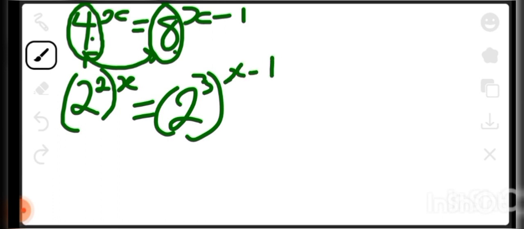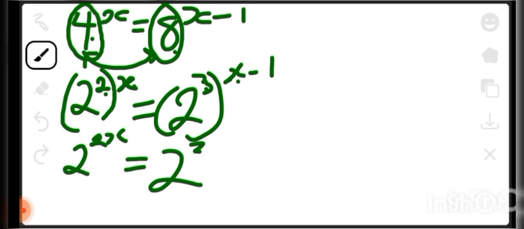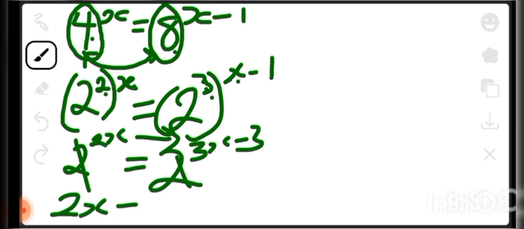The next thing, let's open the bracket now. I'm going to have 2 raised to power 2 times x, that is 2x, equal to 2 raised to power 3 times x, that is 3x, and 3 times minus 1, that is minus 3. Next, you ignore the base and then equate the powers. So we're going to have 2x is equal to 3x minus 3.